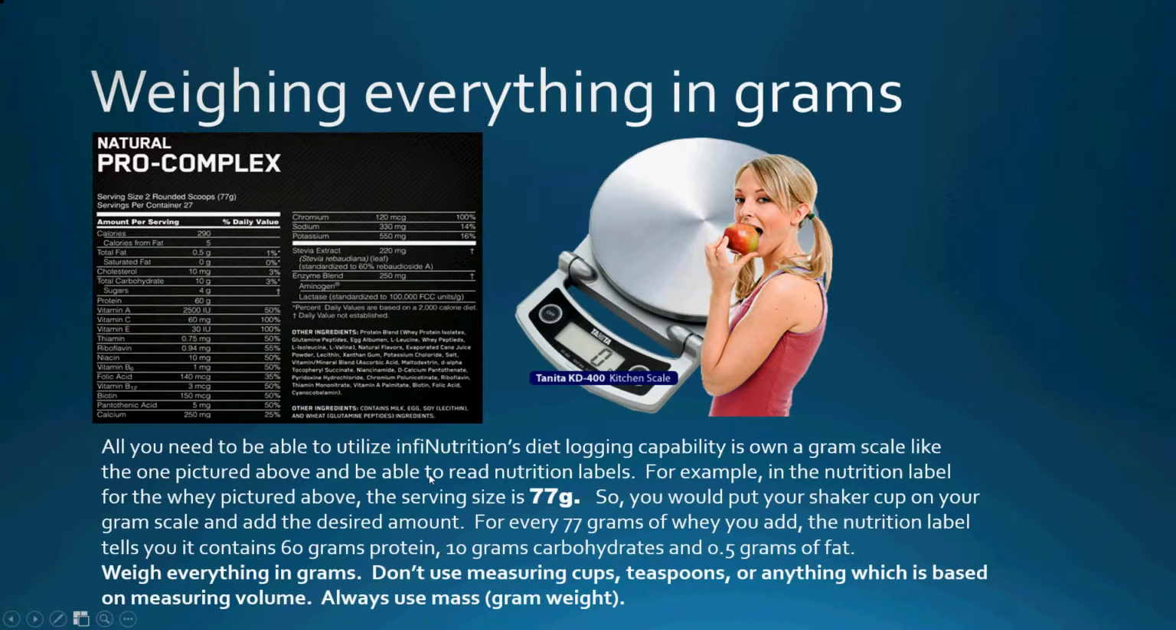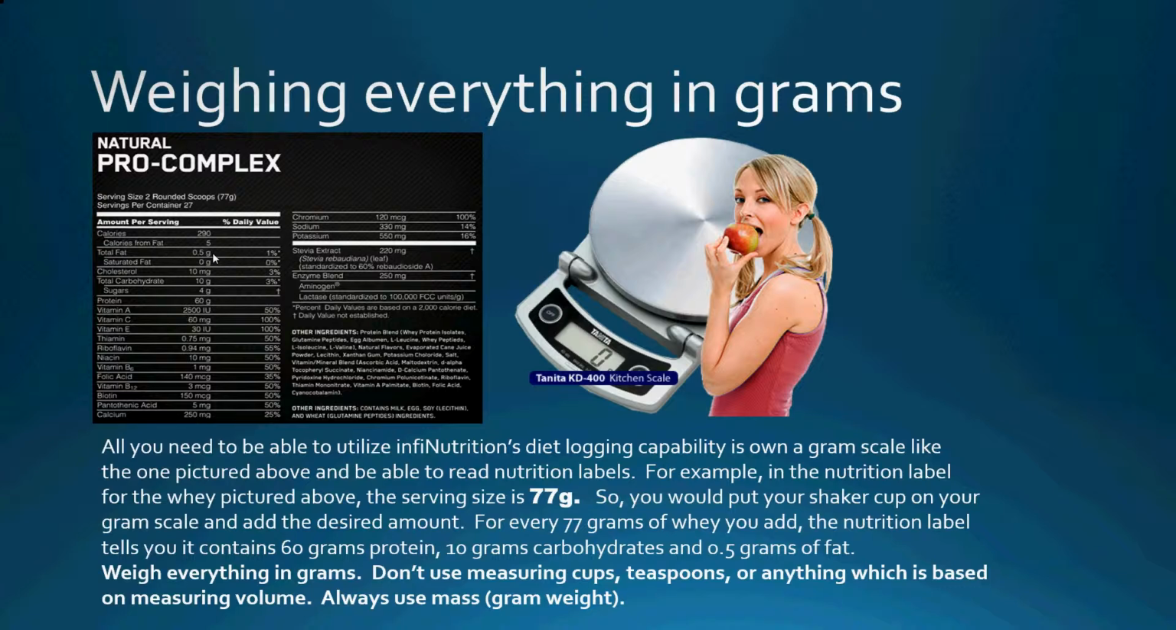So the next thing we're going to go over is weighing everything in grams. The first thing you need to be familiar with is reading a nutrition label, and you have to own a gram scale. So it's pretty simple. All you have to do is look at the serving size, and the gram weight is usually in parentheses right here. So on this one it's 77 grams. And then you just look at, well, for every 77 grams of whey that you use here, you're going to have 60 grams protein, 10 grams carbohydrate, and 0.5 grams of fat.